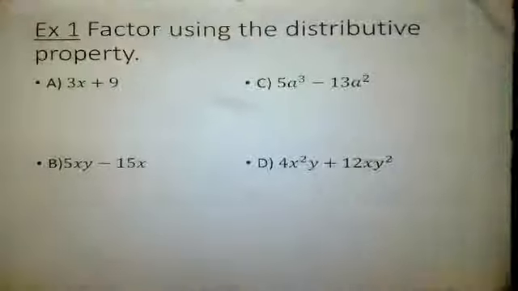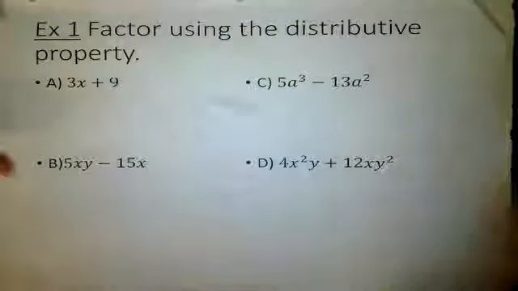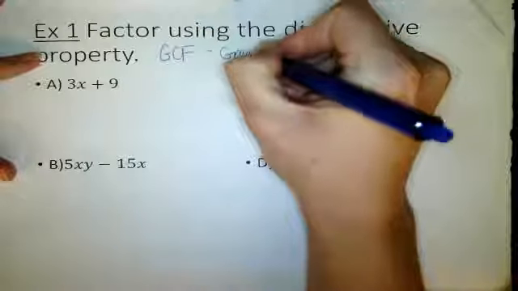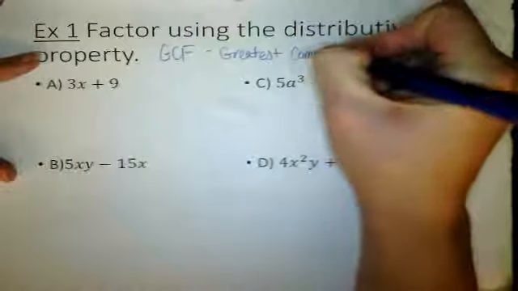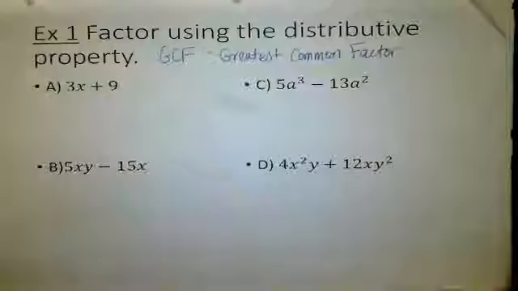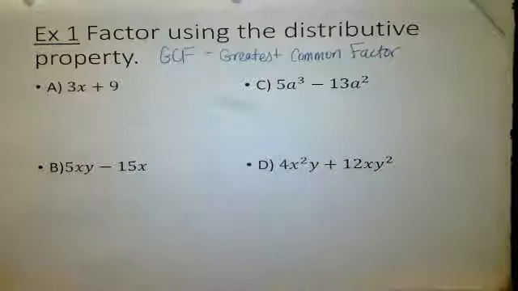So example 1, factor using the distributive property in reverse. Factor using the distributive property, also known as the greatest common factor. Looking for the greatest common factor. What we want to look for is we have a couple of terms here. You can see we have a 3x and a positive 9, so we have two terms. And we want to look at those two terms and ask ourselves, hey, what do they have in common? What can we divide both terms by?